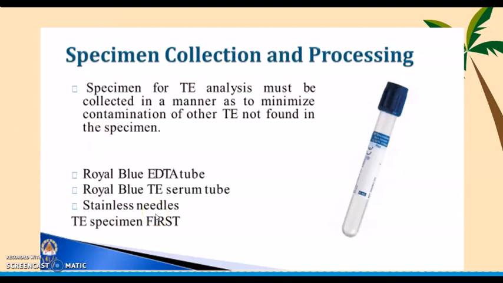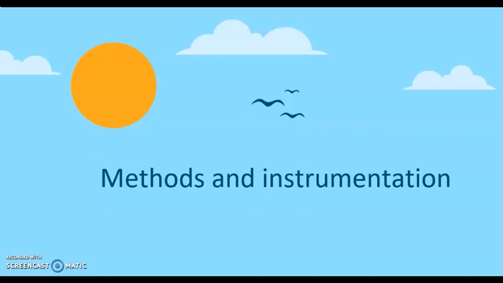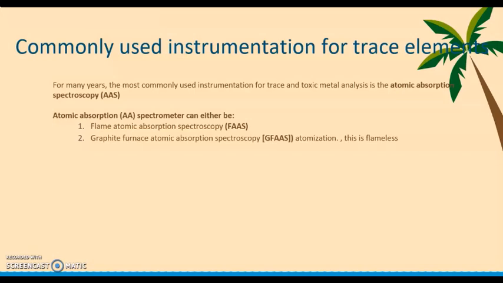And pag kumukuha po tayo ng mga specimens, unang-una po natin kuhanin yung ating pong trace element. The trace element specimen should be the one to be first that is to be collected prior to the other tests. For the methods and instrumentation, the commonly used instrumentation for trace elements and toxic metal analysis is the atomic absorption spectroscopy. Atomic absorption spectroscopy is also known as your atomic absorption spectrometer or atomic absorption spectrophotometer.